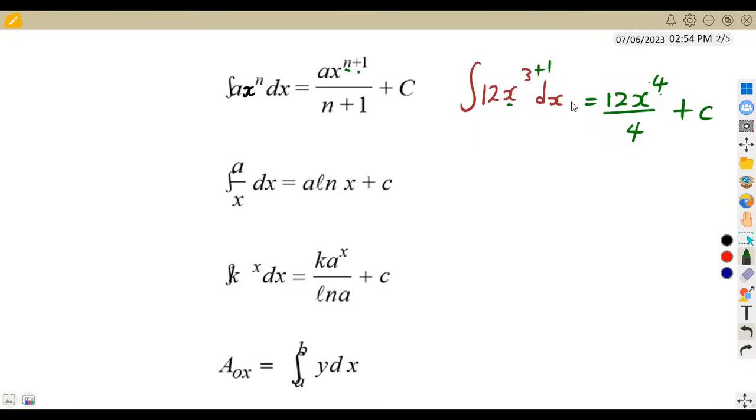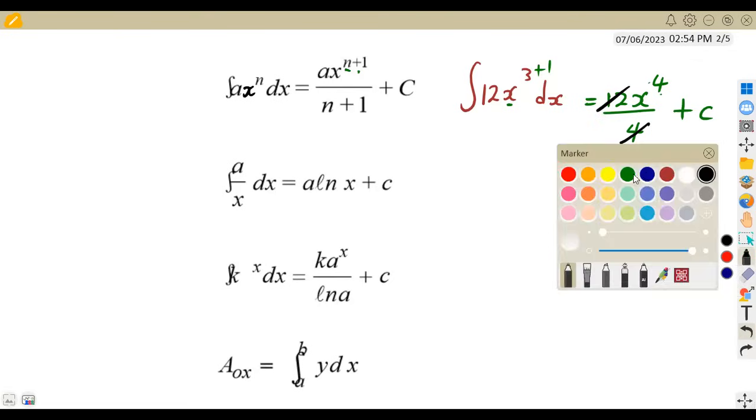There is a constant of integration to say there might be a constant that was being affected before. Remember, the derivative of a constant gives us a 0, so we do not know whether there was another term or not. That is why we add this constant to our integrals. So if we divide here, 12 divided by 4 gives us a 3.